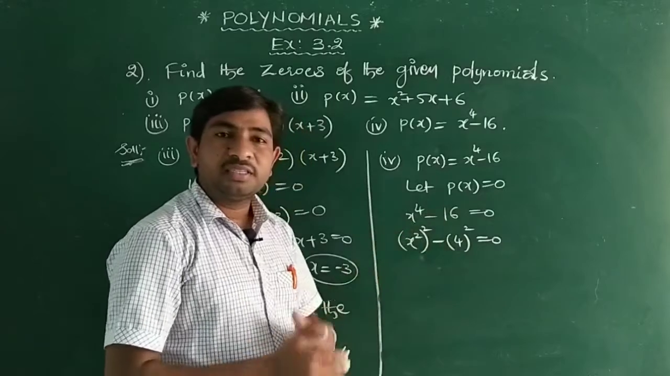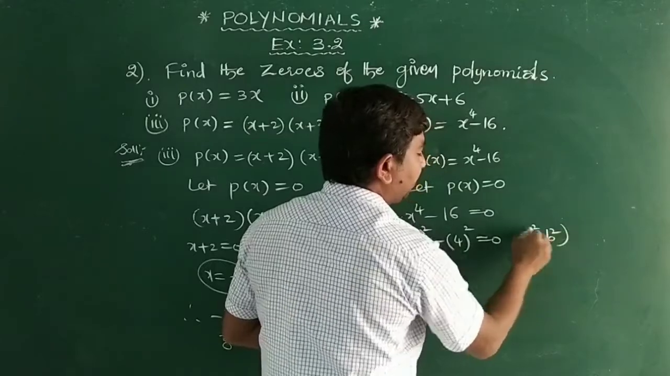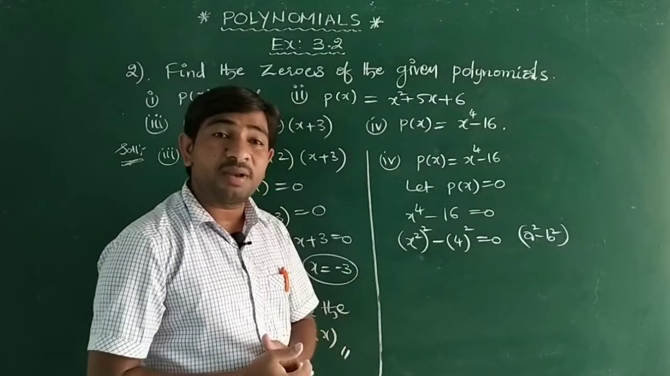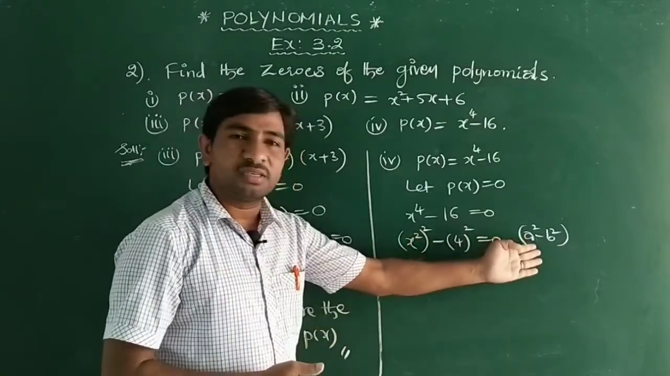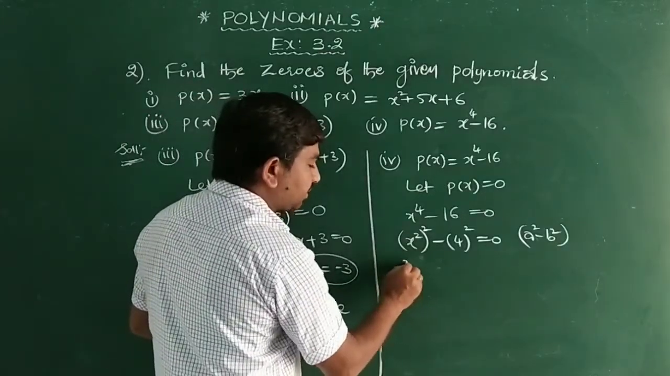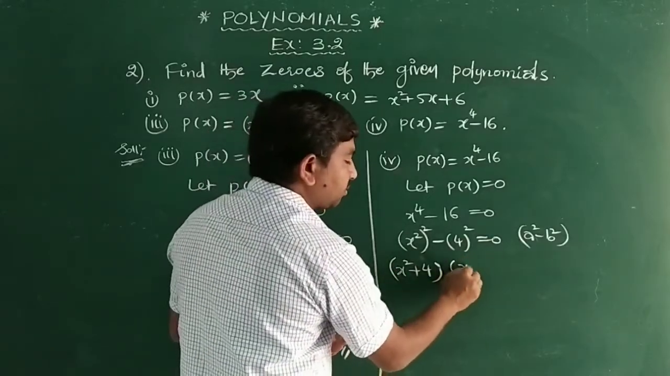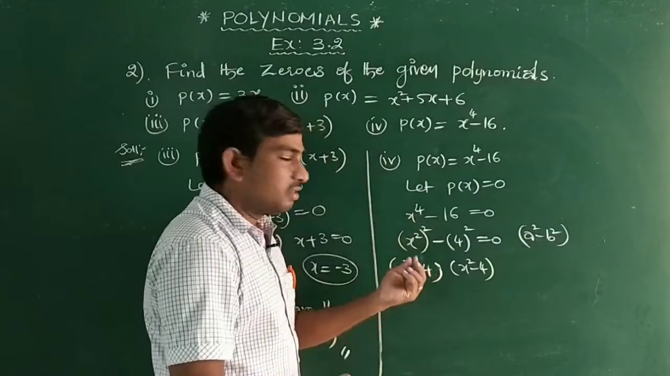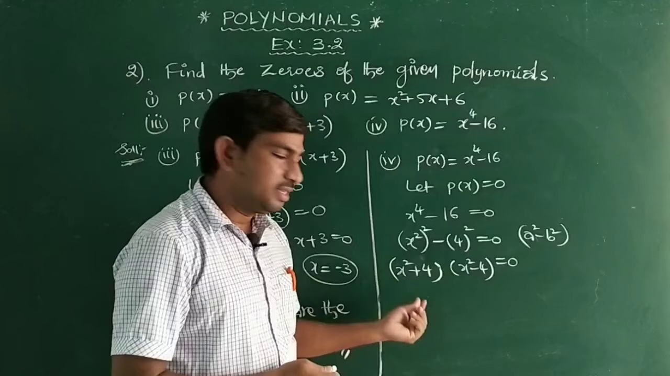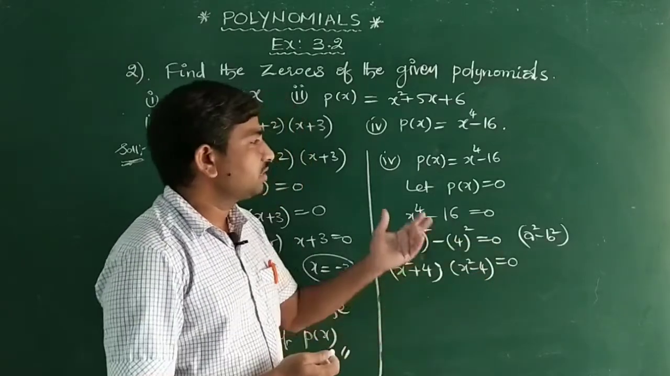Now it is in the form of a square minus b square. What is the form? A square minus b square form. Okay, so we know the formula for this. A square minus b square is equal to a plus b into a minus b. Those are the factors. So a plus b you can write as x square plus 4, and a minus b means x square minus 4. What is the a value? x square, and the b value is 4. So we can rewrite this in that form. Finally, x square plus 4 and x square minus 4 is equal to 0.